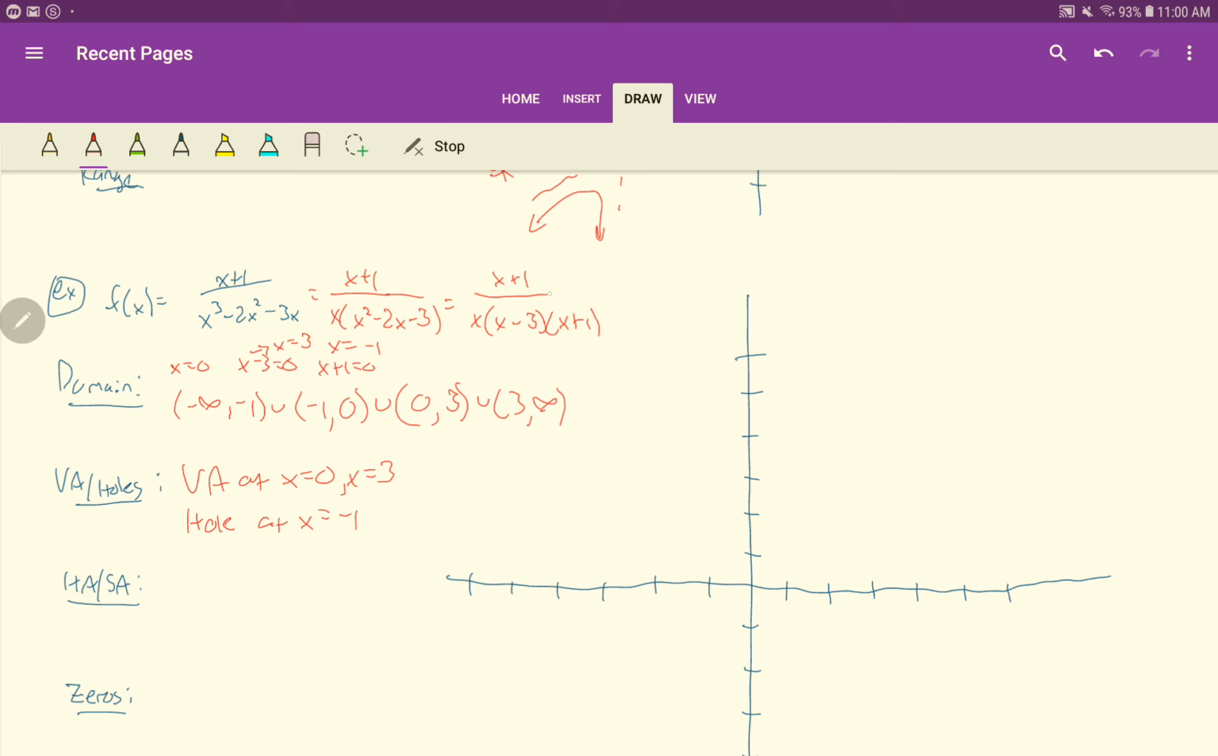And the reason for that is because those x plus 1s will cancel. In fact, if we go ahead and cancel those, then this will become 1 over x times x minus 3. Okay, and we can find the x coordinate for our hole by plugging that x equals -1 into this simplified version of the function. So I'll go ahead and plug in -1.